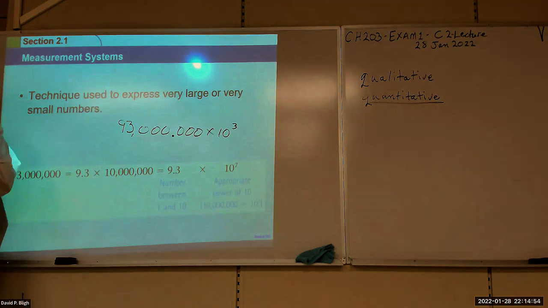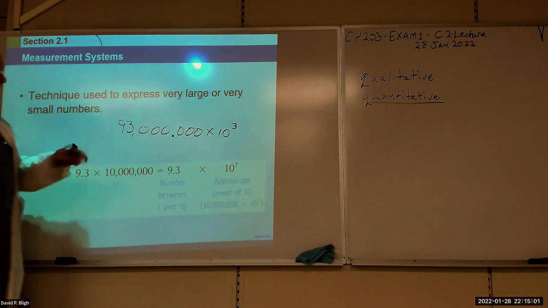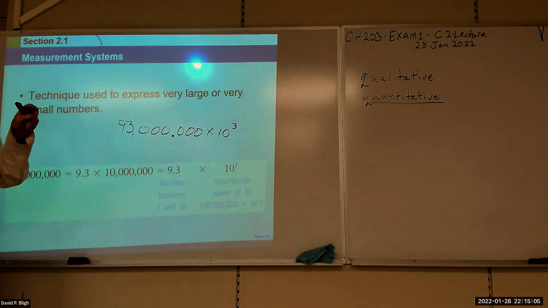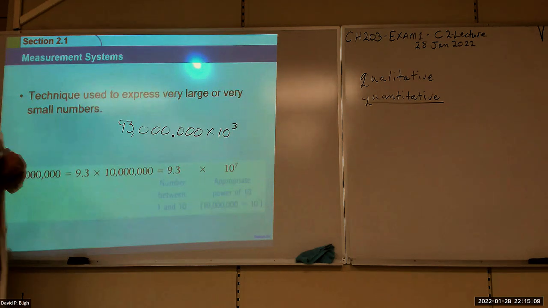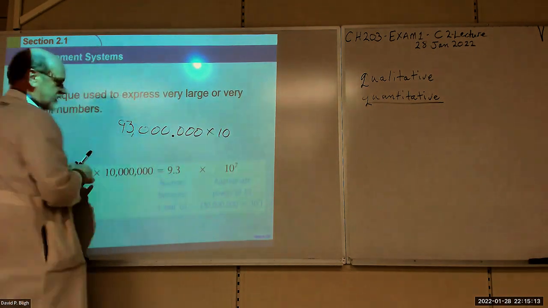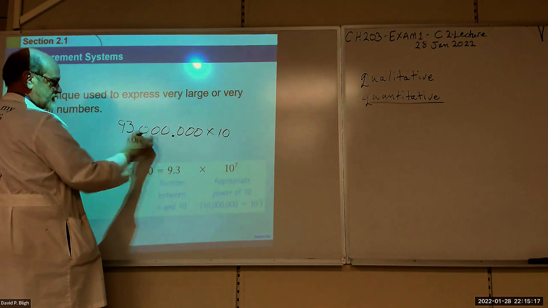Okay. That's exponential notation. Scientific notation is a little stricter. This is called the coefficient. The coefficient in scientific notation must be between 1 and 10, always. So in order to be scientific notation, we would take that decimal and move it some more. 1, 2, 3, so that's 6, 7.